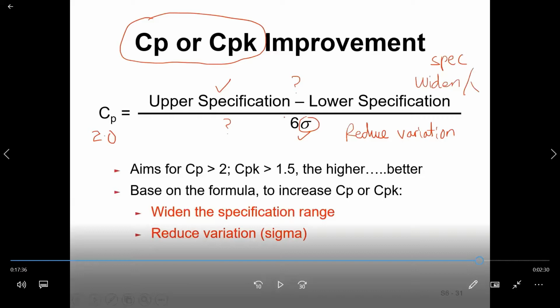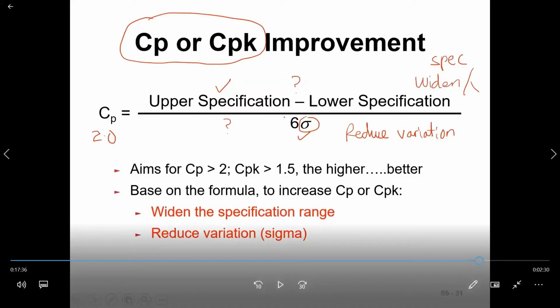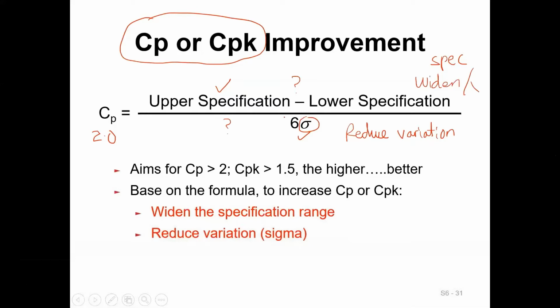I'm saying that the only way to improve CP is to refer to the formula. Same thing applicable to CPK. The only two parameters that you use to calculate CP or CPK, one is the specification, another one is the variation, sigma. So CP and CPK, the higher the better. In order to have a higher CP or CPK, there are two options. One is to increase or widen the specification limits. Number two is to reduce the variation, sigma.